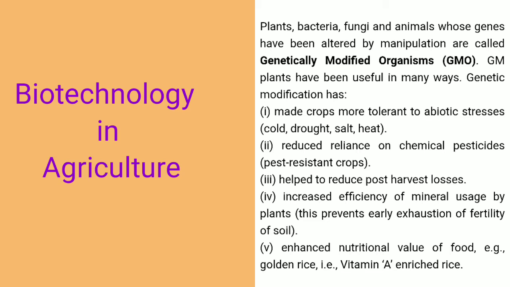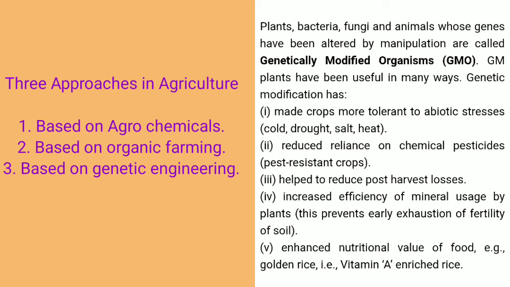Now let's discuss the main part of this chapter, that is biotechnological applications in agriculture. Agriculture as a whole today is based on three approaches. First, agriculture based on agrochemicals such as chemical fertilizers, pesticides, herbicides. Then comes agriculture based on organic inputs such as manure, biofertilizer, biocontrolling agents. Thirdly comes agriculture based on genetically modified crops. This third approach has become the most challenging of all the other approaches that took place earlier.